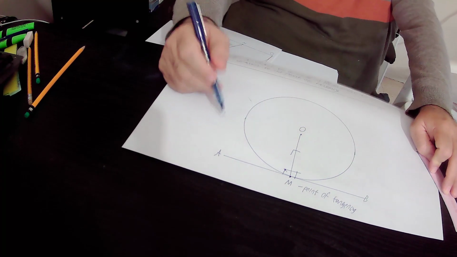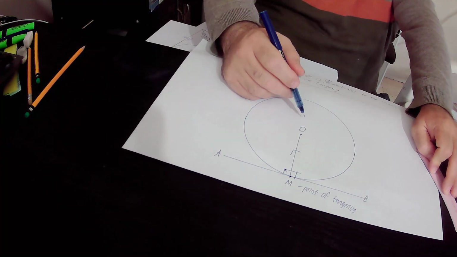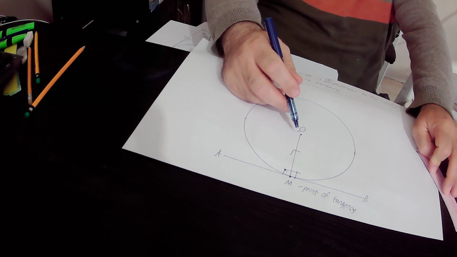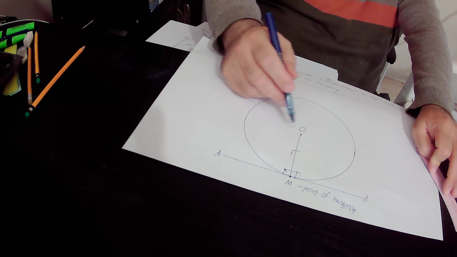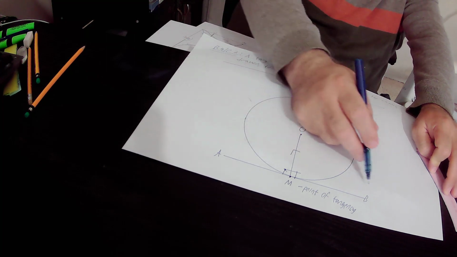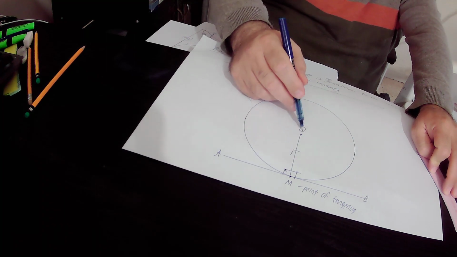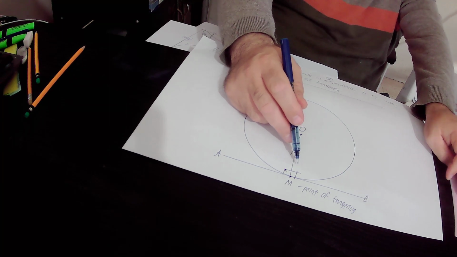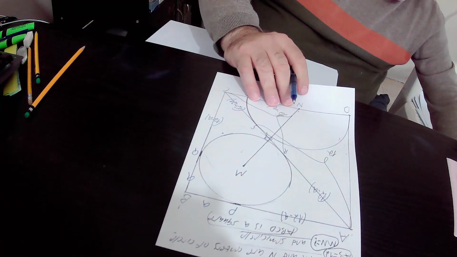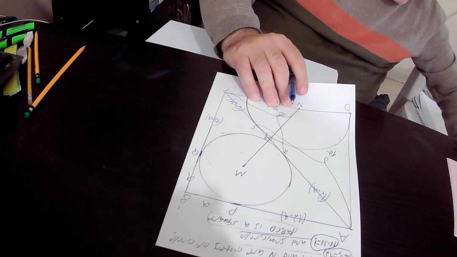I repeat again, whenever you have a radius that is drawn to the point of tendency, like in this drawing, then the tangent will be perpendicular to that radius. In this case, tangent AB will be perpendicular to radius MO, that is to say this angle will be equal to 90 degrees and this angle will be also equal to 90 degrees. And we can actually implement rule number 2 in our drawing.